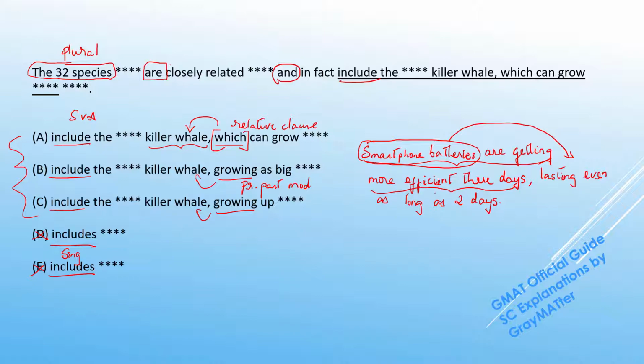So if we check with that concept, we can see that the growing as big as or growing up to is not applying to killer whale, it is rather applying to the 32 species of the dolphin family itself. And that would be absolutely illogical to say, because we know that according to the sentence's intent, we just need a descriptor for the killer whale. So B and C go off, leaving us with the right answer choice, A for alpha. So the original sentence itself is perfectly fine.